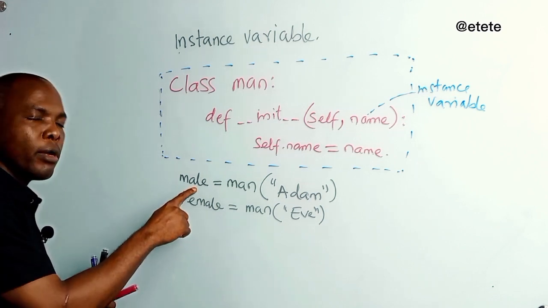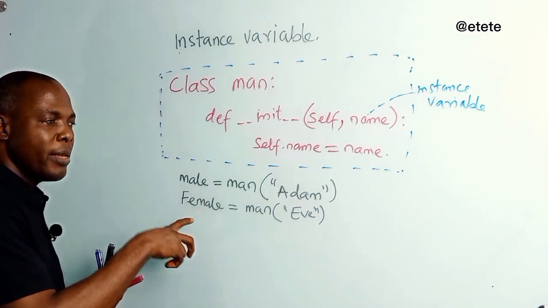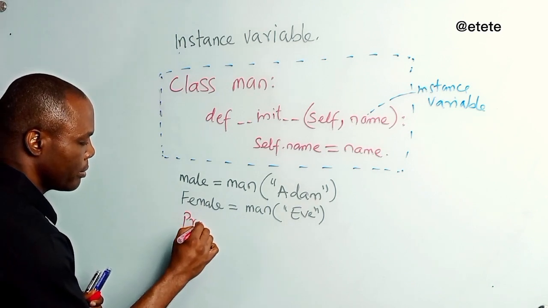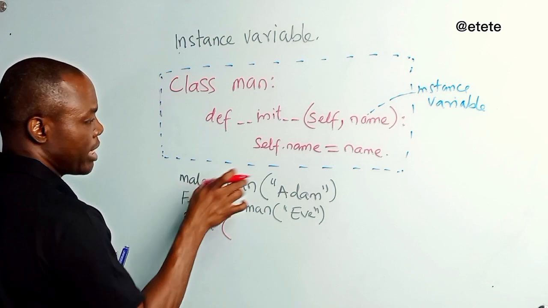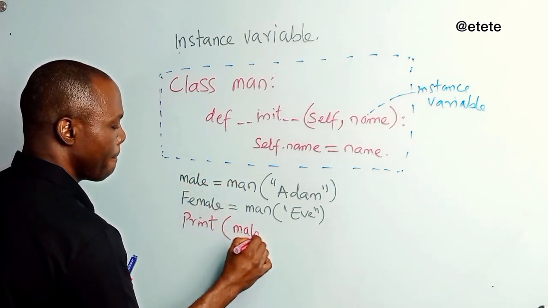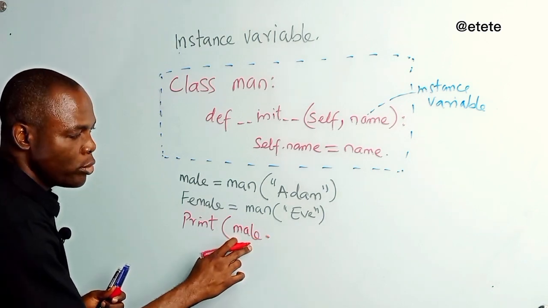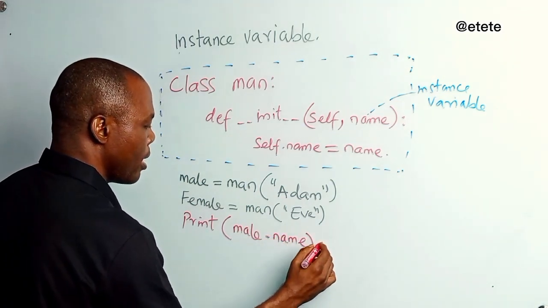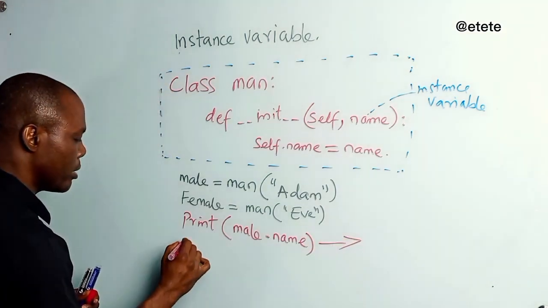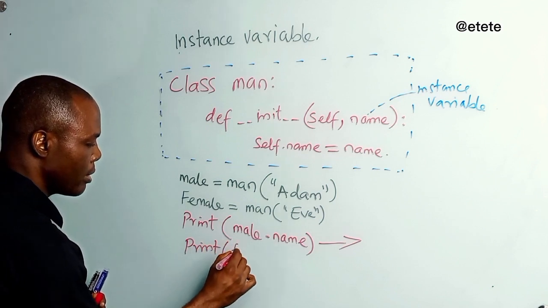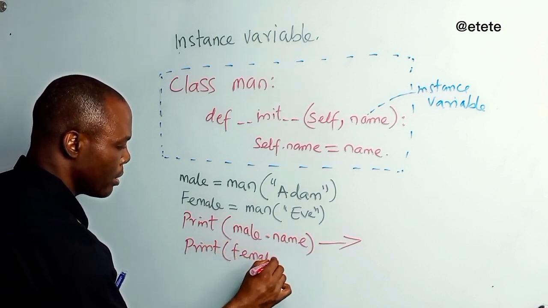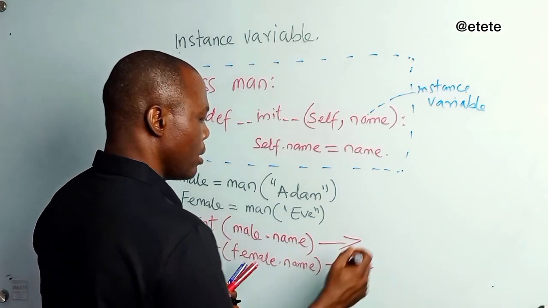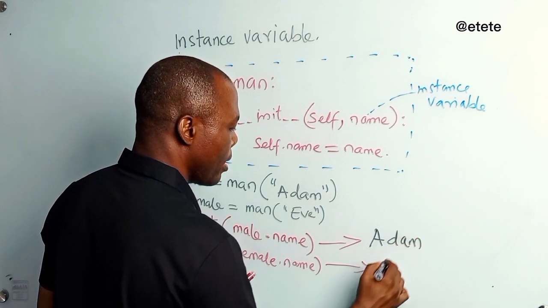Now, if I want to know the name of this male and the name of this female printed on the screen, so I am going to supply it to what? So I will say print, right? Then I will say, because I've created the male now, I'll now say male dot, this is the dot notation that I'm going to use to access this one. So I'll say dot name. And then this one I will say print female dot name. This one will give me Adam. And this one will give me Eve.